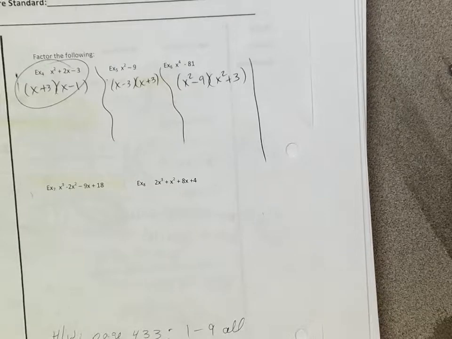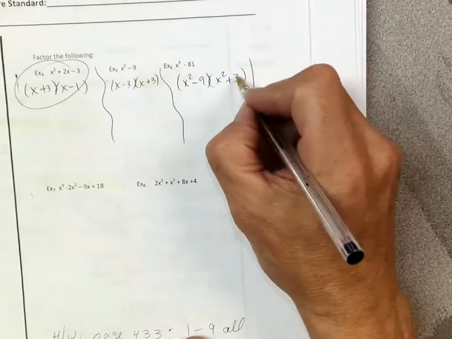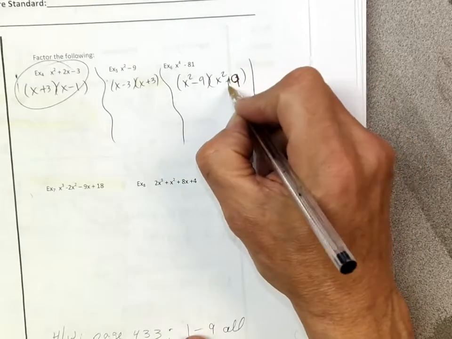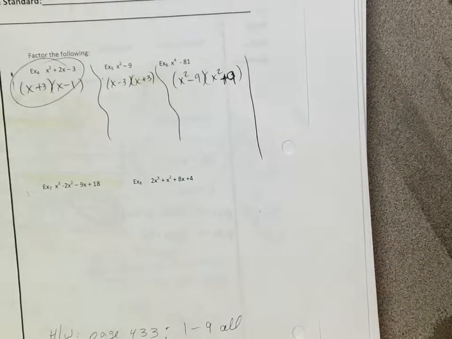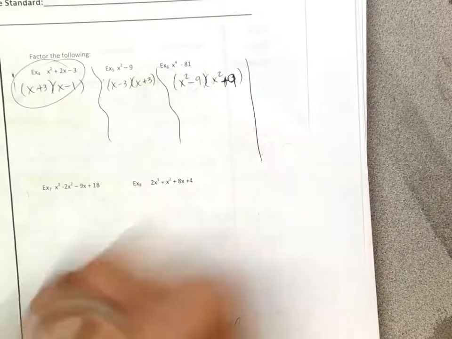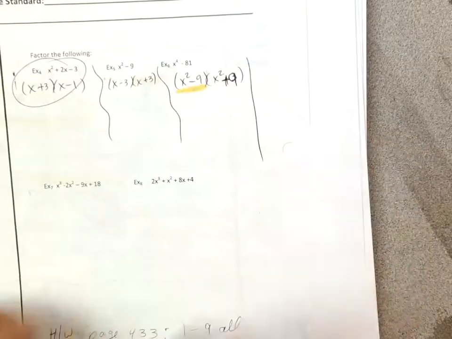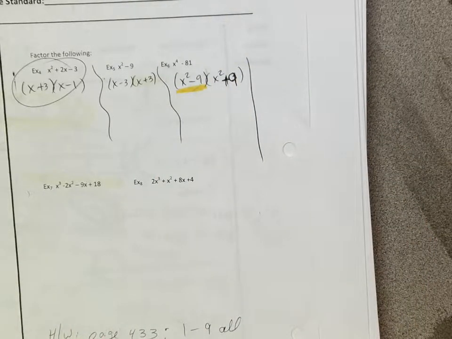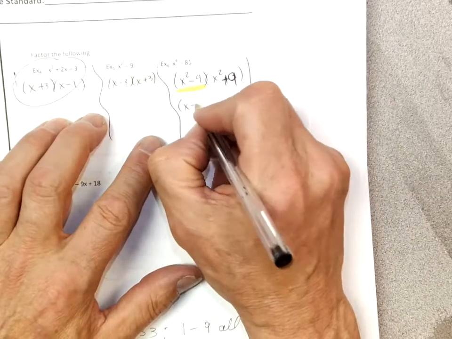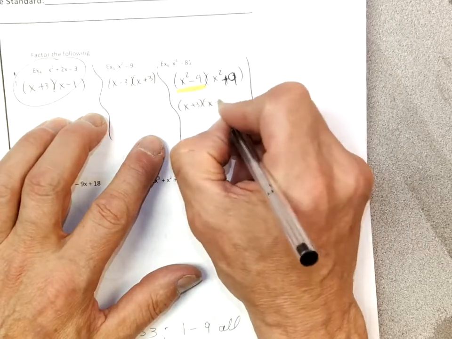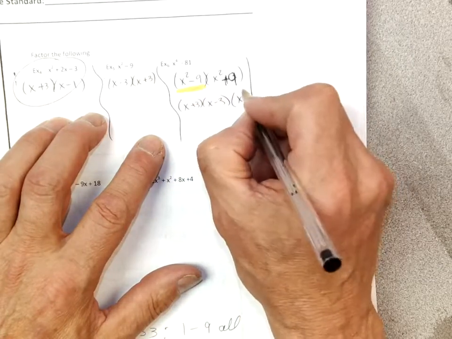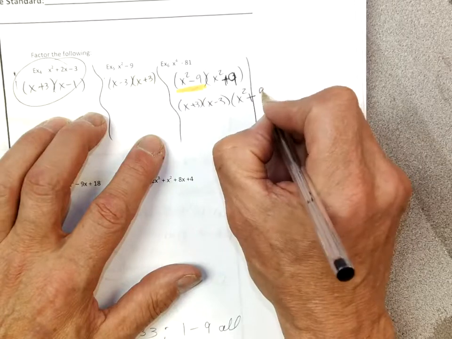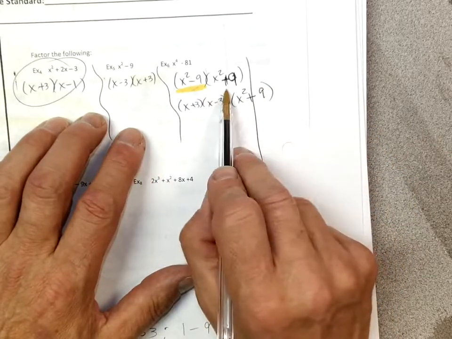But I'm going to factor one of these two again. Oh, you don't get the 3. I'm ahead of myself. I got distracted. Okay, so I can factor one of these again. I'm going to factor this one. This one here can be factored again. What do you think that one's going to be? x plus 3, x minus 3. This one cannot be factored again.